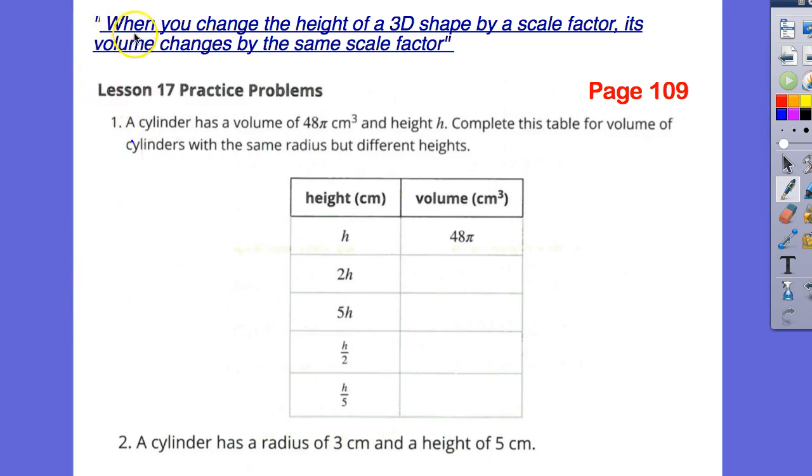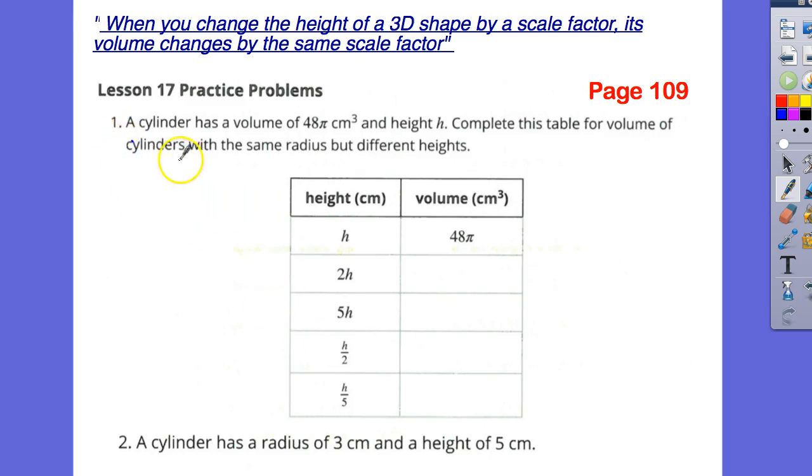To summarize what we learned in lesson 5.17, we figured out that when you change the height of a 3D shape by a scale factor, its volume changes by the same scale factor. So say you have a cylinder with a height of 3. When you double that height, the volume will also be doubled. Whatever you multiply your height by, you will also multiply the volume by that same number. Okay, so let's get started.